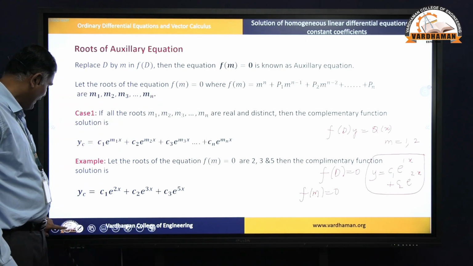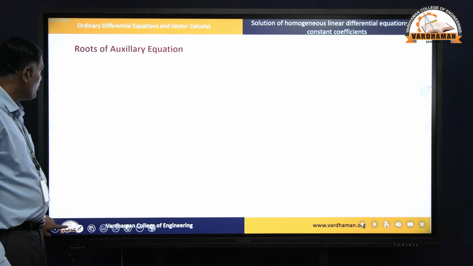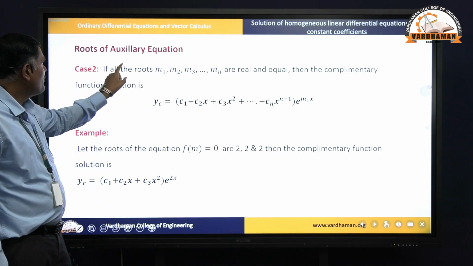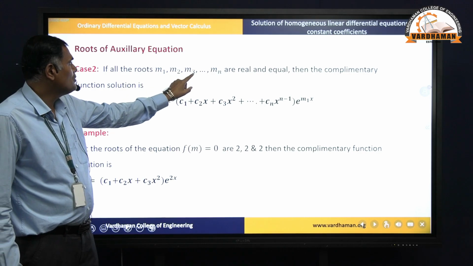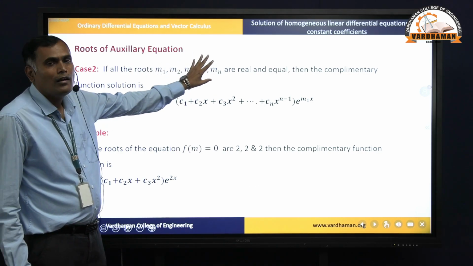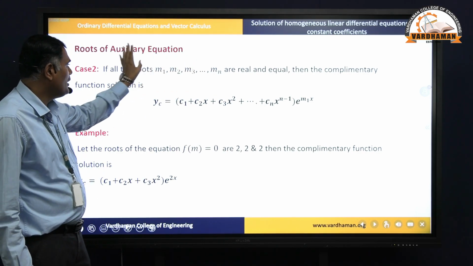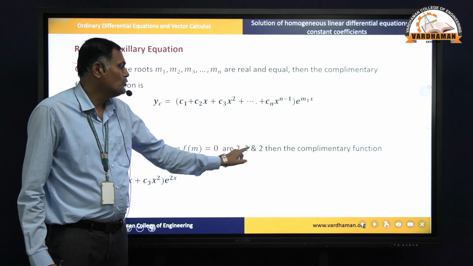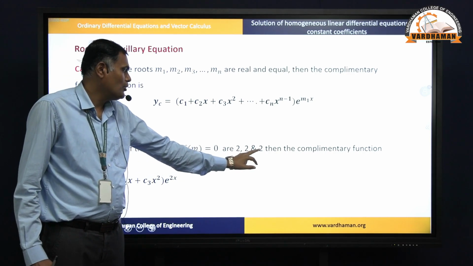Now let us see the second case, when the roots are real and repeated, let us say. Now here we have taken m1, m2, m3, and so on, mn. These are all roots of the auxiliary equation. Let us say out of these roots, 3 roots are the same. For example, let us say 3 roots are same.